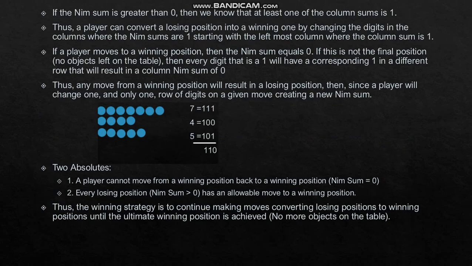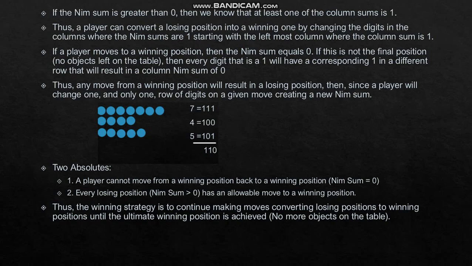This is a bit of explanation of how to strategize a win. If the Nim sum is greater than 0, we know that at least one of the columns is 1. So if you want to move to a winning position, you change the digits in the columns where the Nim sum is 1, starting from the one on the most left side. So for example, this is 4, 7, 4, 5. When we change it to 4, 7, 2, 5, it will be a Nim sum of 0.